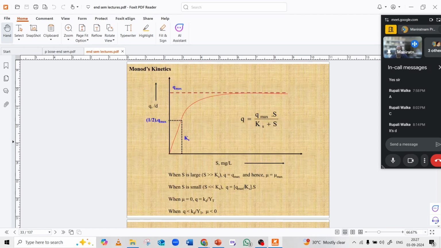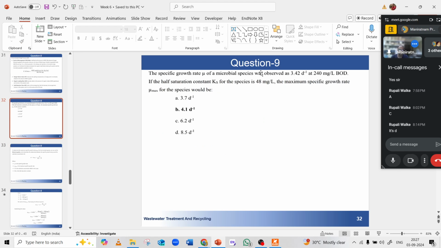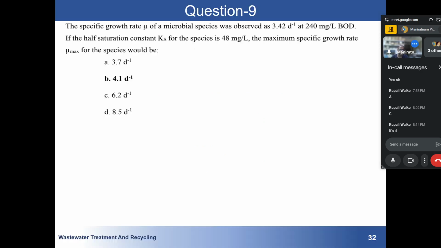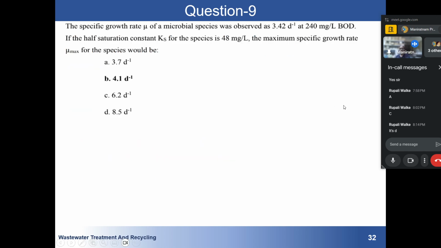Here we can see q is equal to q max, but in my solution I have written q mu. So mu is equal to mu max s by Ks plus s. And in your question everything is given to you. Just try to answer it. First just write this formula. Once you have written the formula, I hope you have written it, this is the question. Now just try to solve it. I'm coming in one.